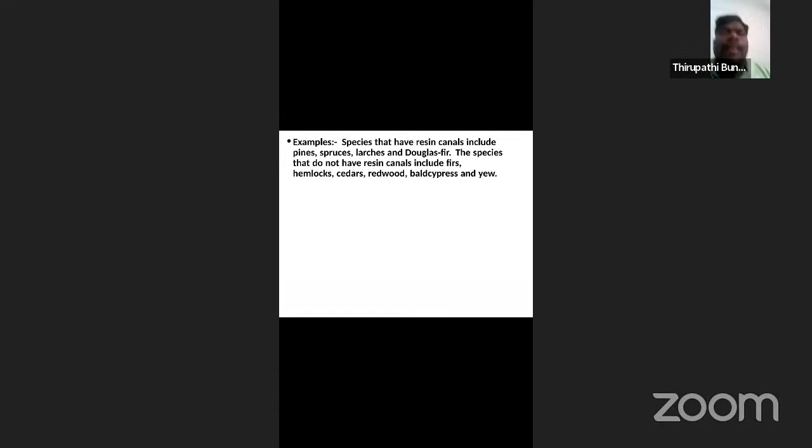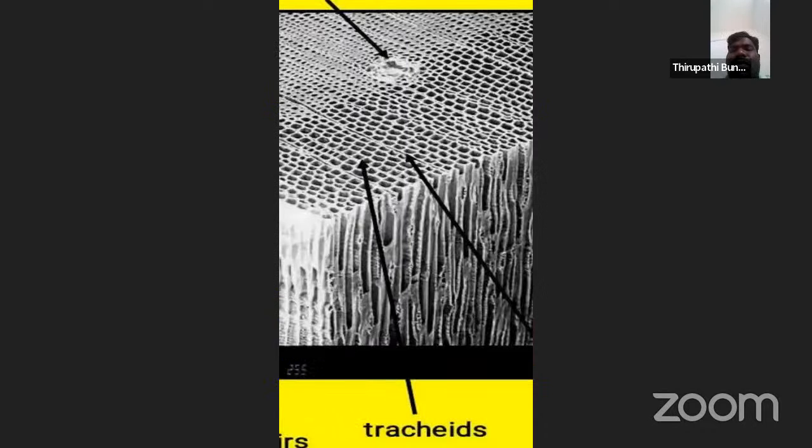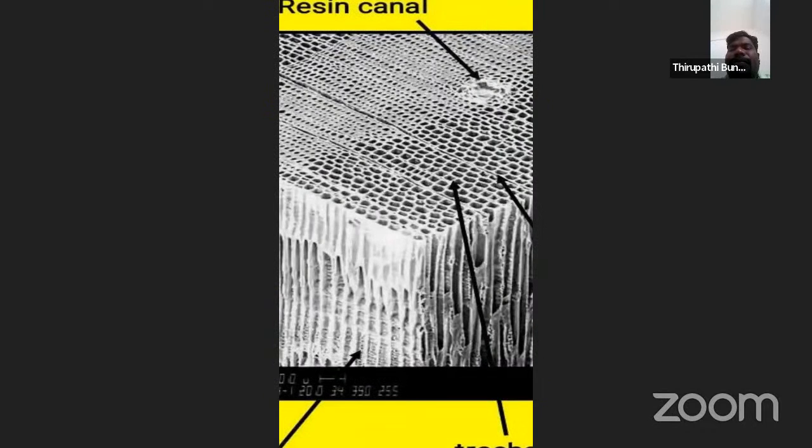Next, different types of important woody plants. That is teak wood, five plants are there. This is resin canals. See in the diagrams, resin canals, tracheal canals, and bordered pits. See the bordered pits and resin canals.